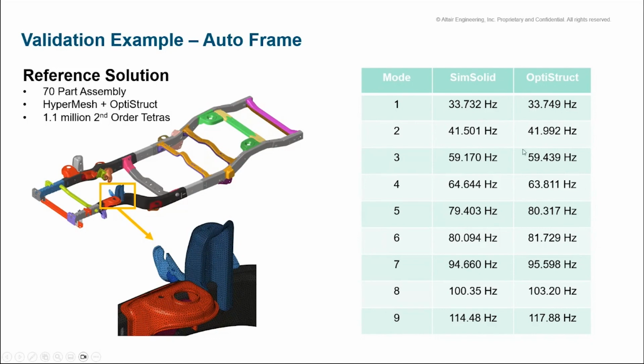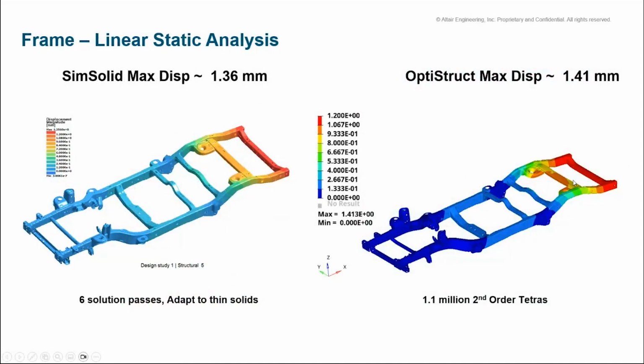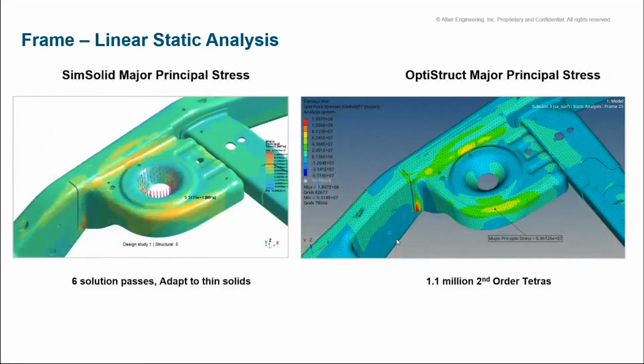And here you can see the modal frequencies correlating very closely. SimSolid mapped the displacements of both the FEA and the SimSolid, and here you can see 6 solution passes, and then adapted to thin solids because of the thin walled parts, because typically you would be modeling with shells in a finite element mesh, for example, if you so wanted to set that up. Major principal stresses outputs, as you can see, similar results.